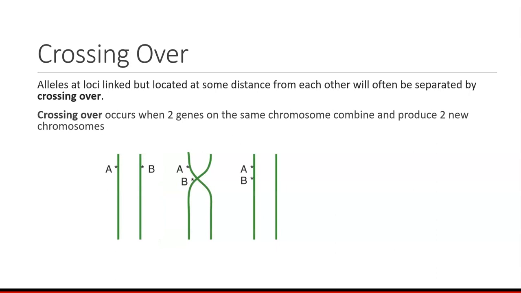Crossing over is bizarre, and alleles at loci linked but located at some distance from each other will often be separated by crossing over. Crossing over occurs when two genes on the same chromosome combine and produce two new chromosomes. And the most bizarre mutation caused by crossing over is called cis-AB, where we are taught that the A and the B gene are inherited separately.